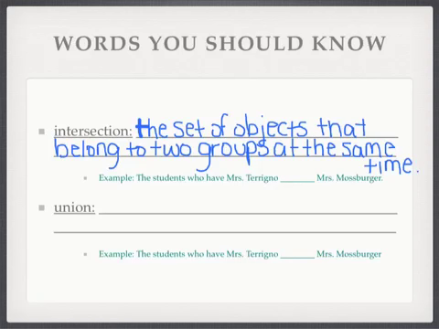Okay, if you have Mrs. Mossberger and me, and you all have me, okay, you would get to go to the party for our classes. If we threw a party for the intersection, so that's when you have me and Mrs. Mossberger, if you have both of us.